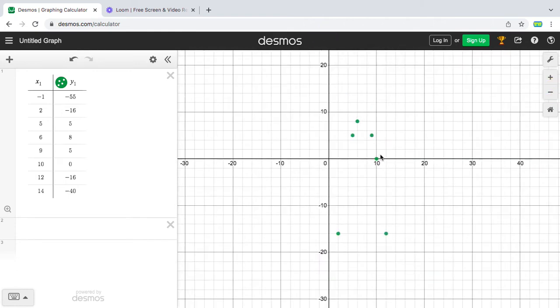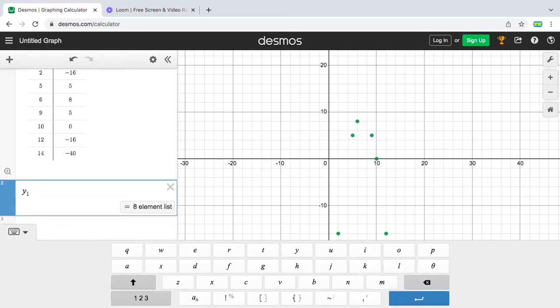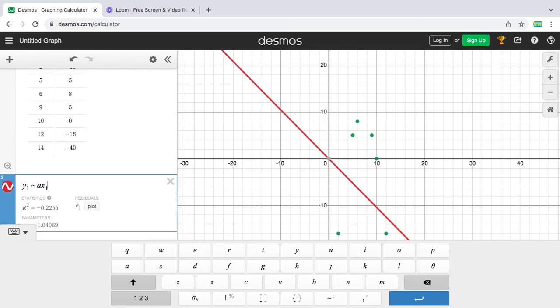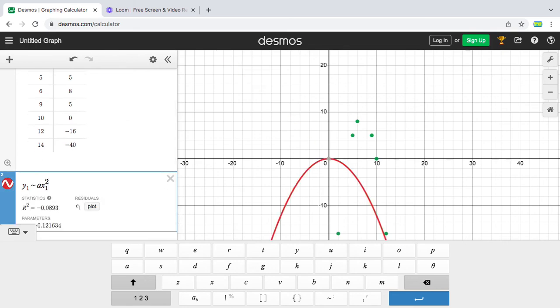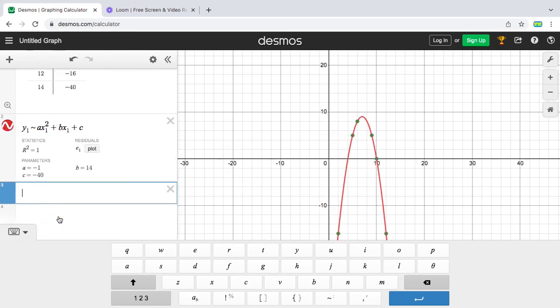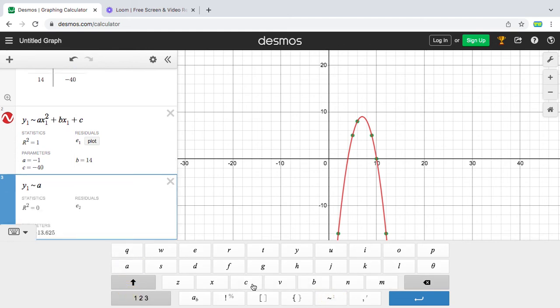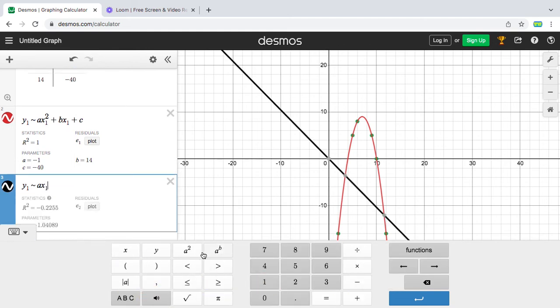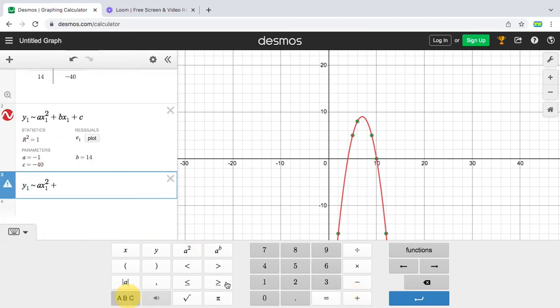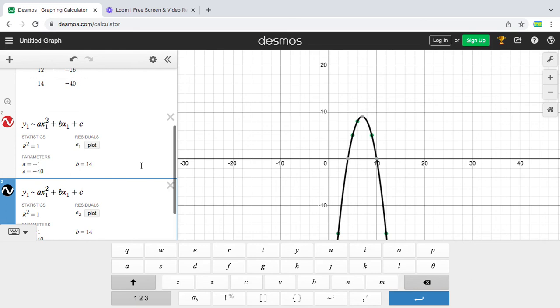You can see the parabola right here. Let me do my Y1, squiggle, AX1 squared plus BX1 plus C. And I know I did it really fast last time, so in case you missed it, Y1 squiggle AX1 squared plus BX1 plus C. Okay. All right.